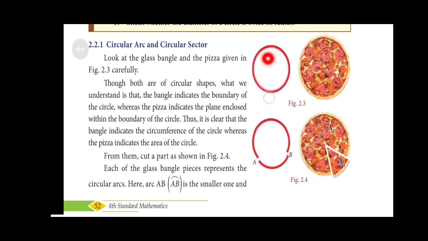Bangle means only we have the circumference. So inside we cannot see any parts, any plane. So only the border or circumference. If you see the pizza, you can see the area also. So area means what? The surface covered by the closed figure. So these are called areas. So in pizza we can see the area.